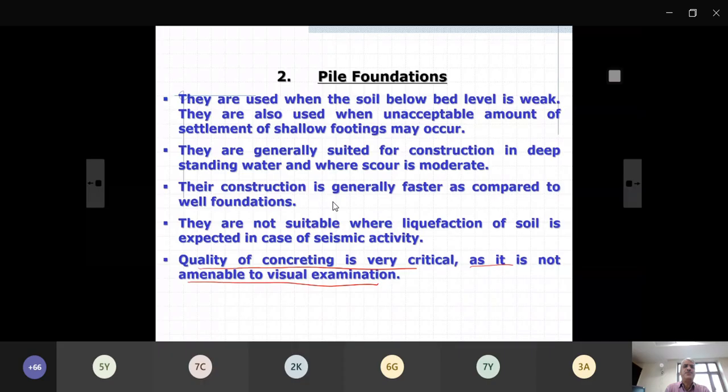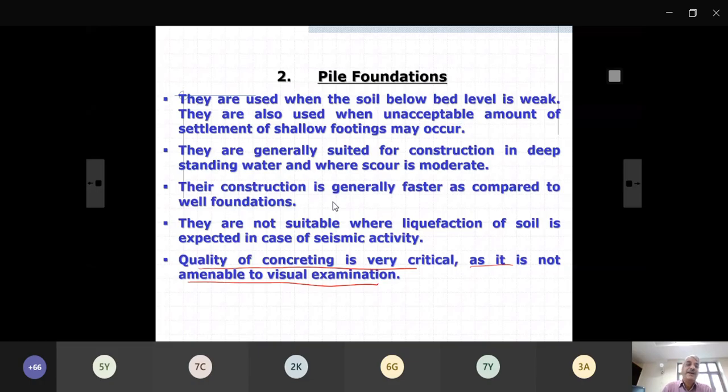We must use only pump concrete, because if you pump the concrete, it tells you so many things. So many things have indirectly been taken into account: consistency, bleeding, all those things are obviously eliminated only by using pump concreting rather than normal concreting.